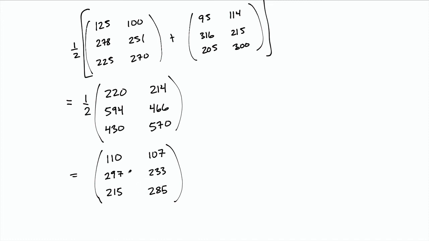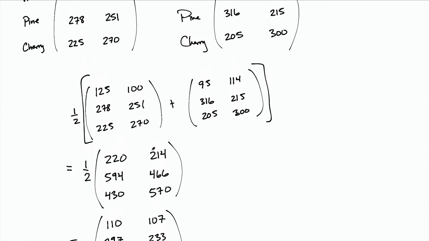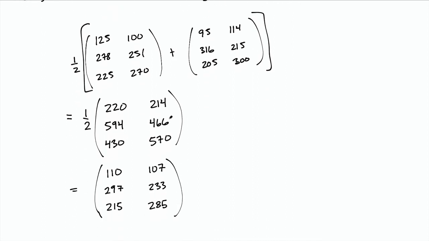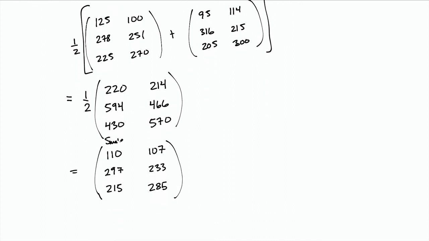All this means is, remember that our columns and rows still represent the same things, right? This is still small and large, and this is still walnut, pine, and cherry. So this means, for example, that the average number of sales over the 2 months was 233 large pine racks, or 110 small walnut racks, etc.